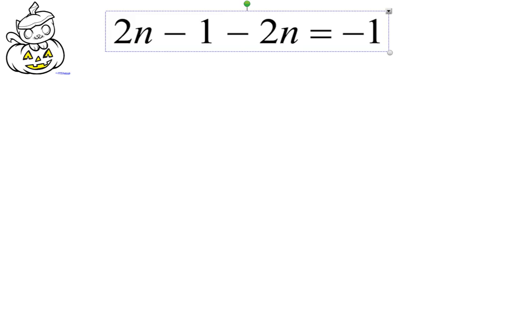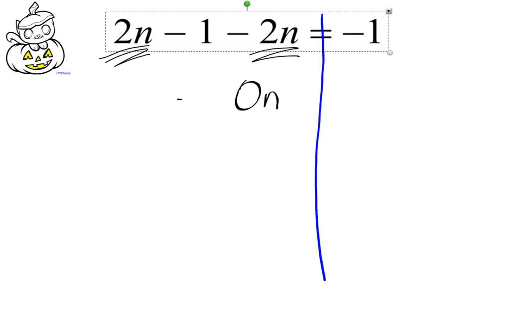All right, let's look at this problem. I've got to put my line down the middle. Pay attention to what's on the left-hand side. I've got two sets of letters here. I've got to combine these two because they're like terms, and that gives me 0n. Okay? Now, what does 0 times n equal? 0 times n is equal to 0.